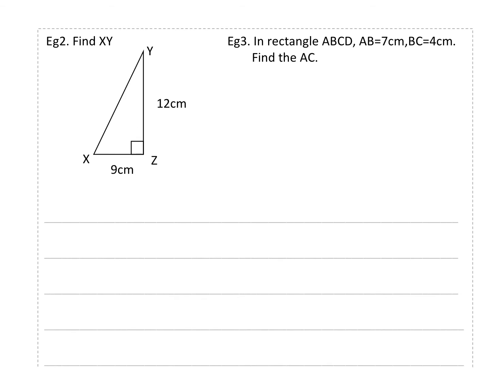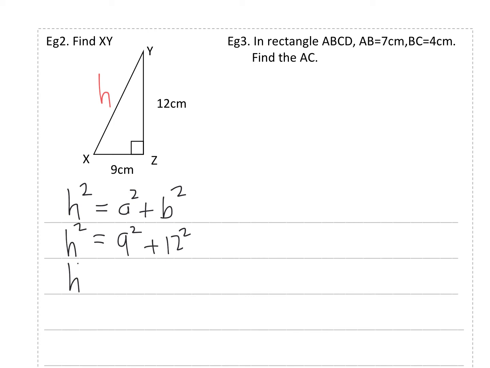Example 2 then. We've got a right angled triangle and we have to find x, y. X to y is opposite the right angle. It's the longest side, so it's the hypotenuse. To find it, we can use Pythagoras' theorem. The hypotenuse squared is equal to the sum of the squares on the shorter two sides. So one of the short sides is 9, and the other short side is 12. So the hypotenuse squared would be equal to 81 plus 144.